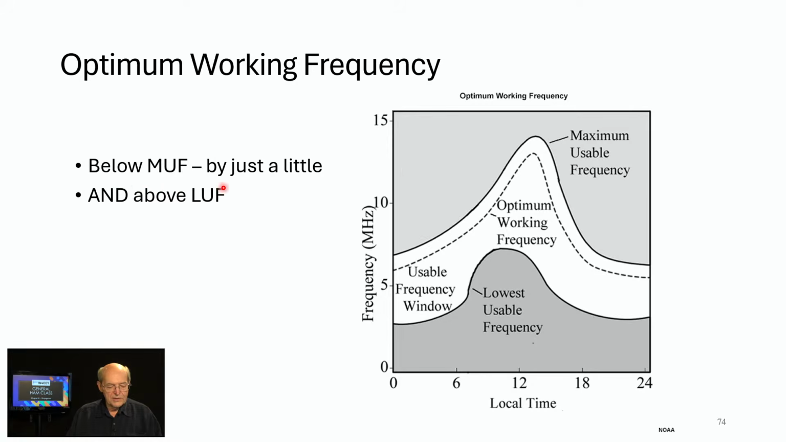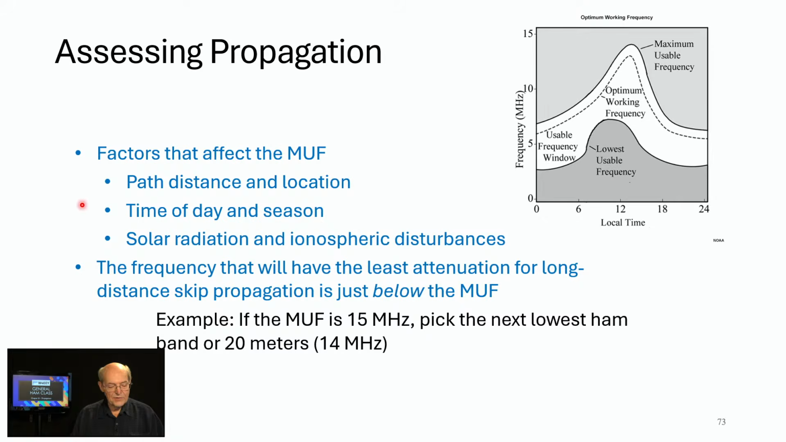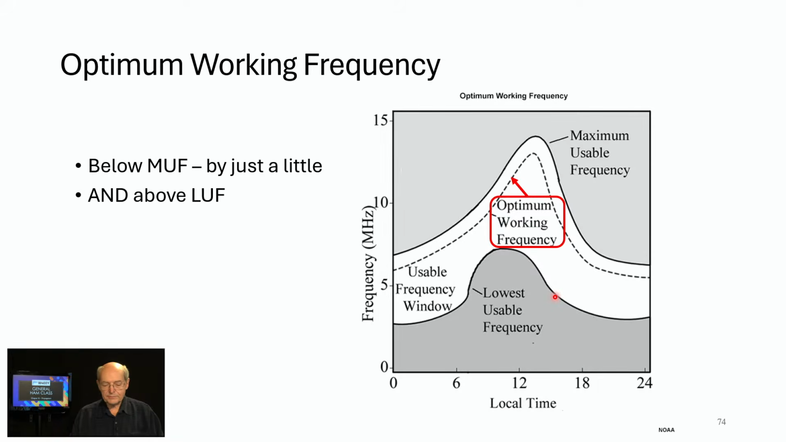So the optimum working frequency is below the maximum usable frequency by just a little, and above the lowest usable frequency. I've highlighted that here. It's this line right there. So the maximum usable frequency is here, and something just a little bit lower than that is the optimum place where you want to be. If I go back, let's see if these make more sense now. Well, those we understand. So the frequency that will have the least attenuation for long-distance skip propagation is just below the maximum usable frequency. And we saw that here.